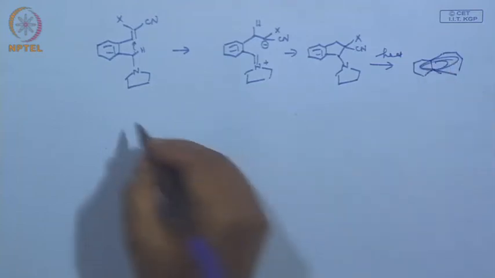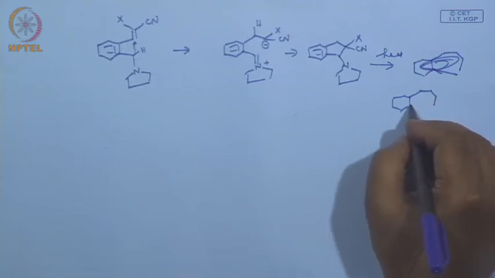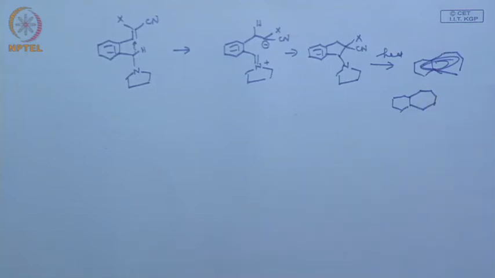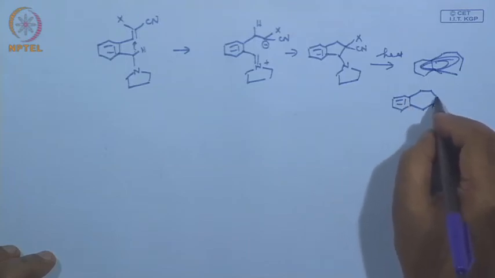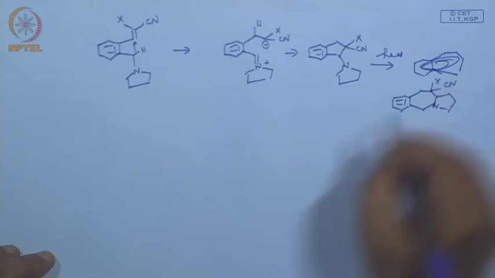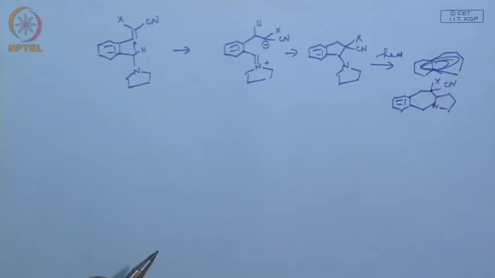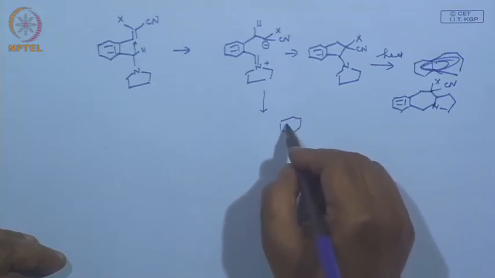So all of you can guess what the product will be. It is a 7-membered ring now, a 7-membered ring with nitrogen and X and C. So how is it happening? I think all of you can write it. You can do it. What can you do actually during this?